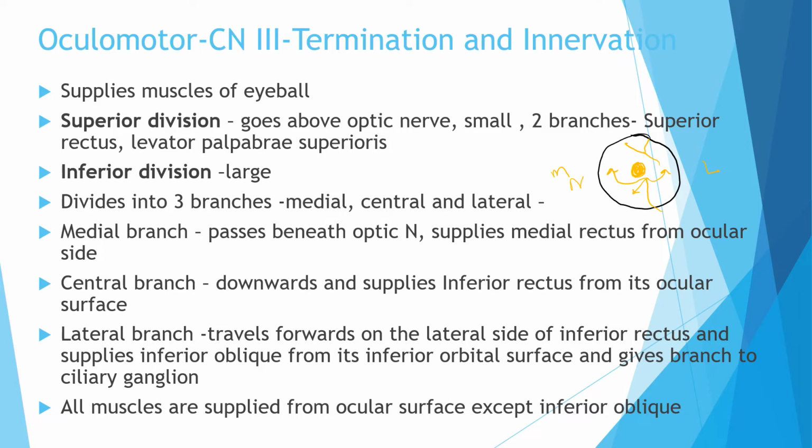The medial branch will supply the medial rectus muscle. The central branch will dip down, go downwards and supply the inferior rectus, whereas the lateral branch will go and supply the inferior oblique muscle from its orbital side, and it will give one branch which will go to the ciliary ganglion. All the muscles are supplied from the ocular surface except the inferior oblique, which is supplied from the orbital surface. Ocular surface is from within the eye. Orbital surface is from the outside, from the bony side of the eye. Hence it is called orbital surface.